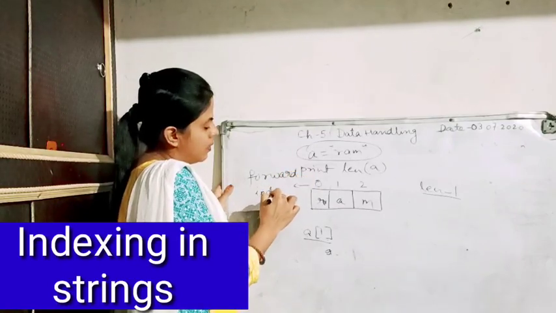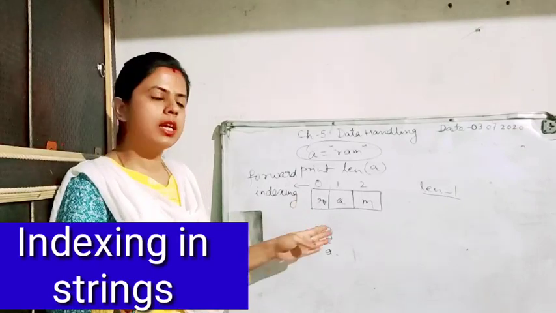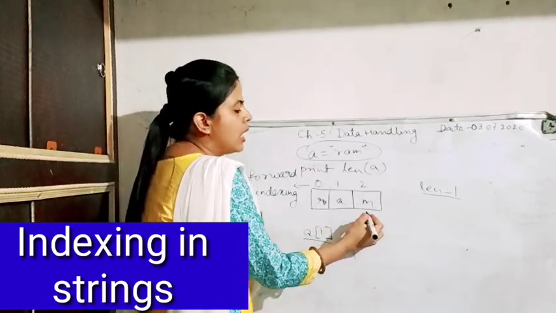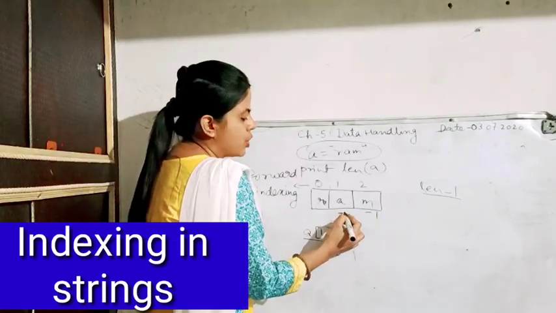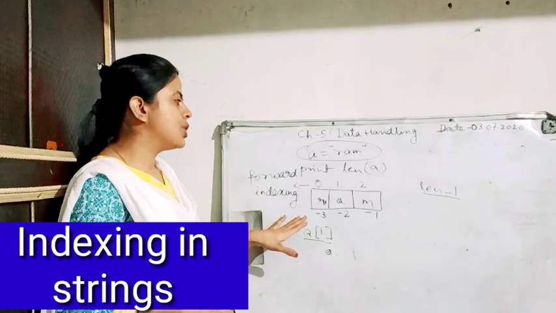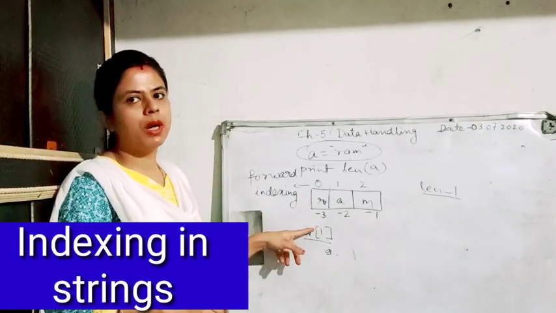Forward indexing. Now Python also uses backward indexing for storing the value. So backward indexing starts from right to left, and it starts from -1 position. -1, -2, -3. So the value which is stored in the 0 position can also be accessed by the -3 position of that particular string.